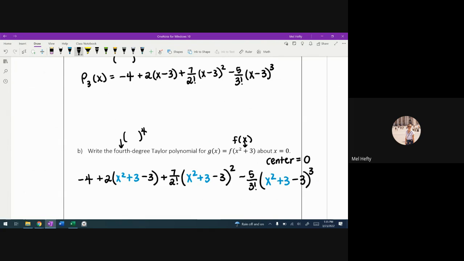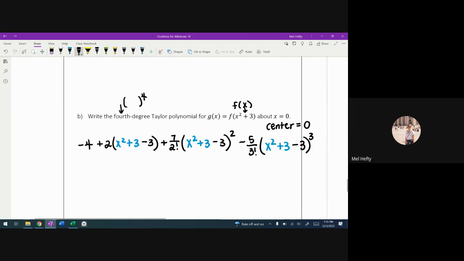So here, what if I kept all of this? What degree polynomial would this one be? Careful. 6th degree. So it depends on how I ask the question. This one is not needed because we only need the 4th degree. So I'm just going to simplify those 3's out. So I have -4 plus 2x squared plus 7 over 2 factorial x to the 4th. And that would be my answer.